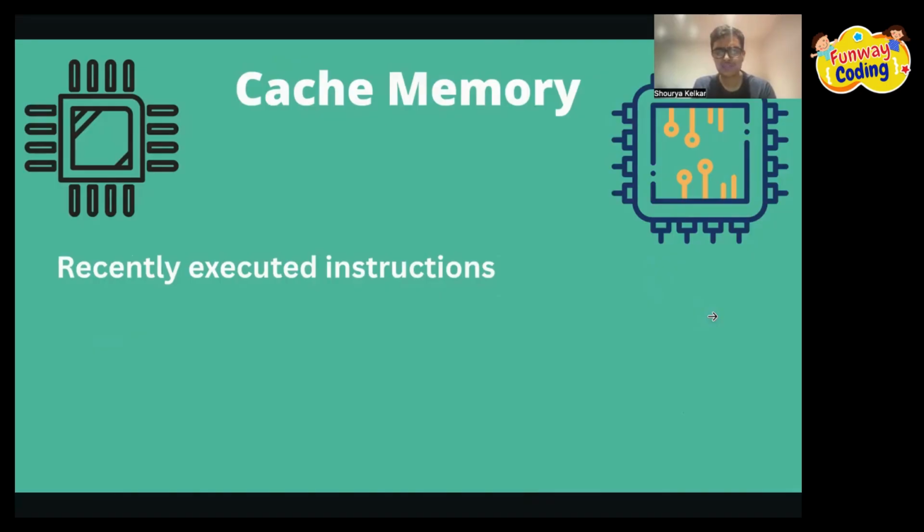And next is cache memory. Cache memory is bigger than the registers but smaller than RAM. It stores recently executed instructions, so that when you want to go back and execute those recently executed instructions, it is quicker because it's closer to the CPU. So if you want to improve your CPU performance, you can increase cache memory. However, it is extremely expensive, so you may want to increase the clock speed instead.